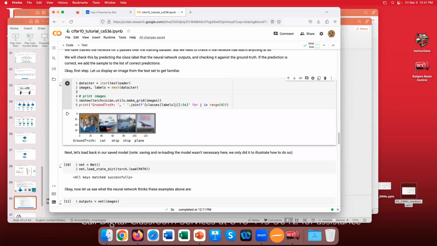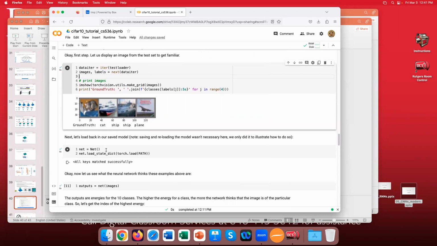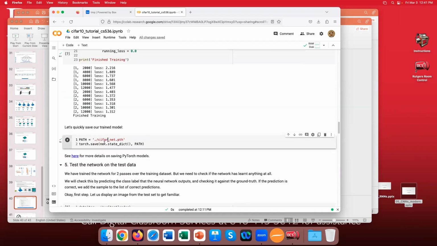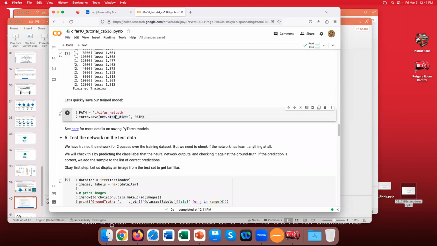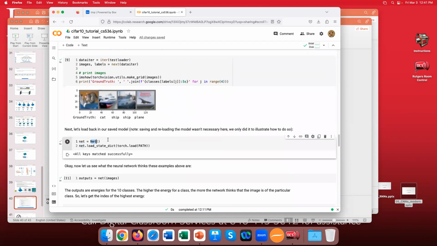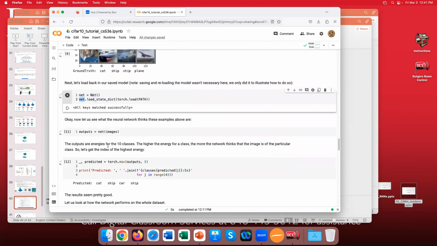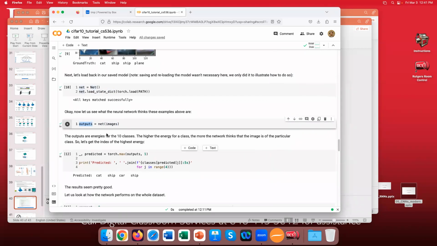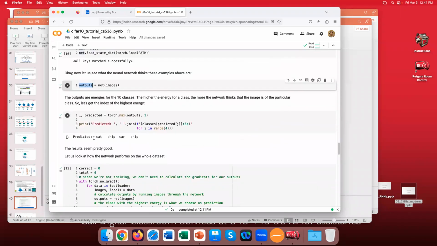Okay, so now let's feed these 4 images into our network to see what our network predicts. We already saved our network to the hard disk. Now we're going to initialize the network and load all the parameters into it, and then feed the images into the network to compute the output. This computes basically the logits of the neural network, and then you can see the prediction.